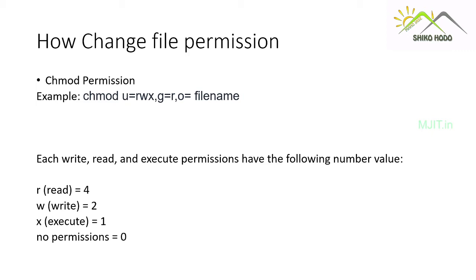Another way is to use read, write, execute in the numeric method: read permission equals 4, write permission equals 2, execute permission equals 1, and no permission is 0. These are the permissions available. How we are going to implement this is in numeric form.